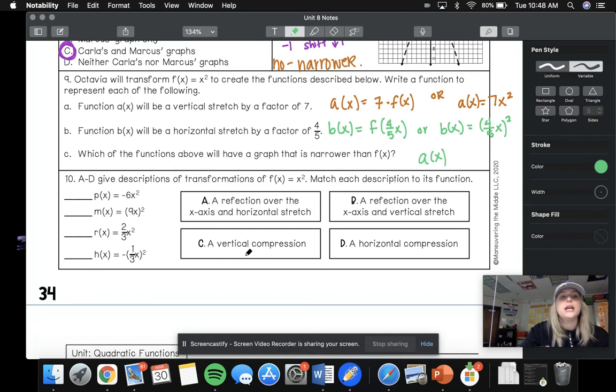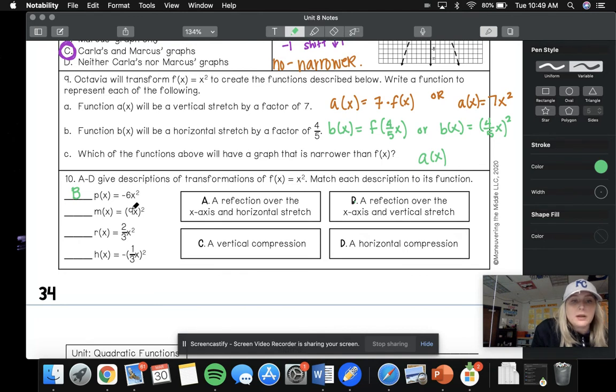All right, final question. A through D give descriptions of transformations of f of x equaling x squared. Match each description to its function. So let's first look at all of these problems. I see a negative 6x squared, so I know it's going to have a reflection. It's going to go down, it's going to flip down. And it looks like it will be vertically stretched. Reflection over the x-axis and a vertical stretch, so it looks like it has to be B.